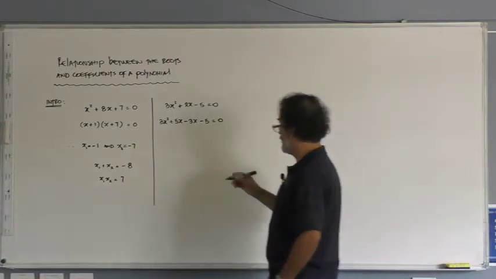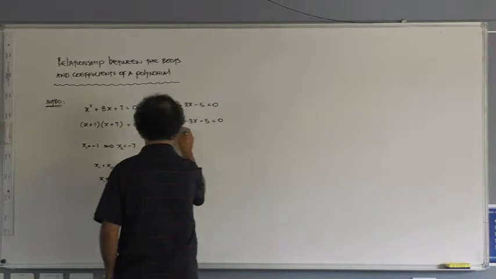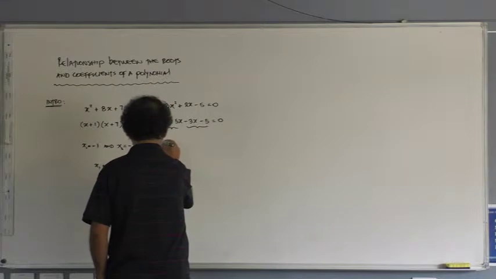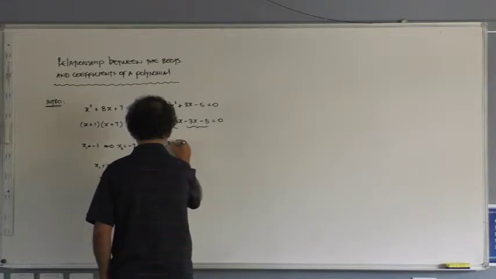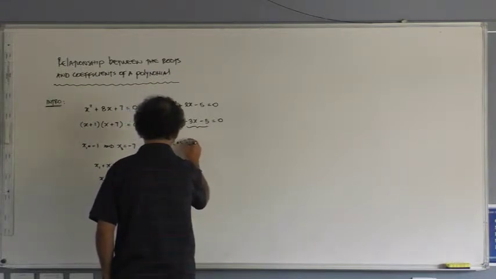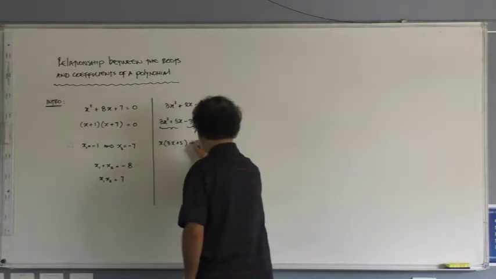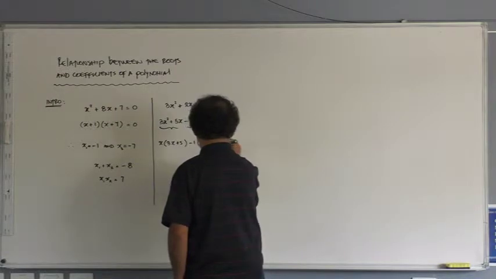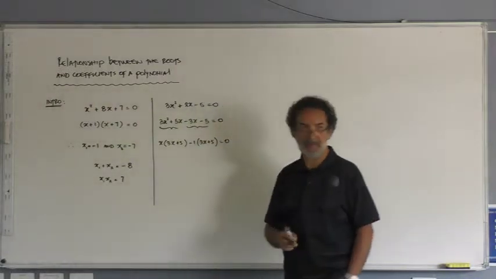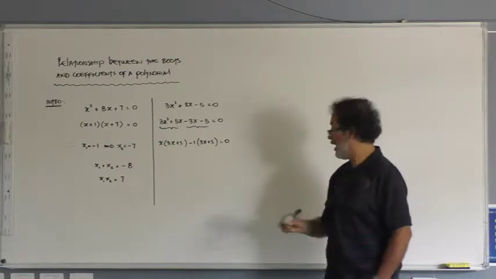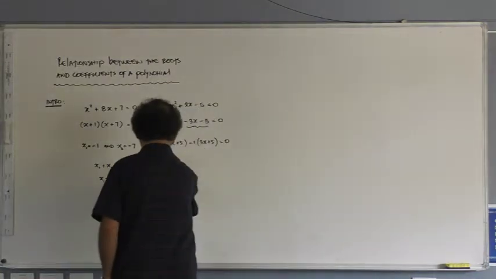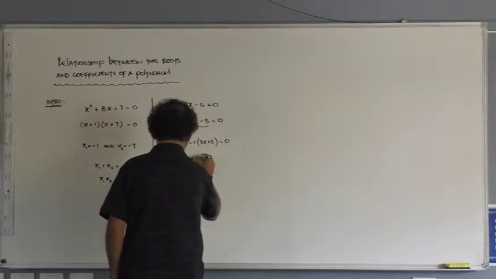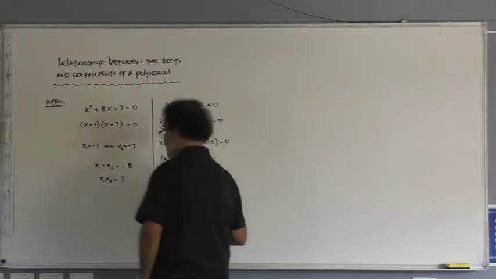And then we're going to group them in pairs as we've done previously. So we're going to have x as a factor of 3x plus 5, and then the next factor is going to be negative 1, and then we're going to have 3x plus 5 equal to 0. From here we have x minus 1 multiplied by 3x plus 5 is equal to 0.